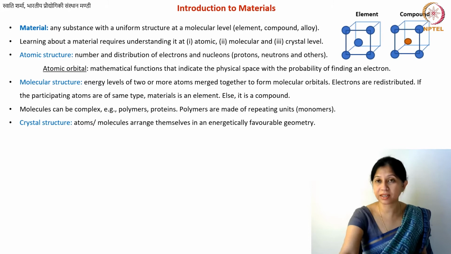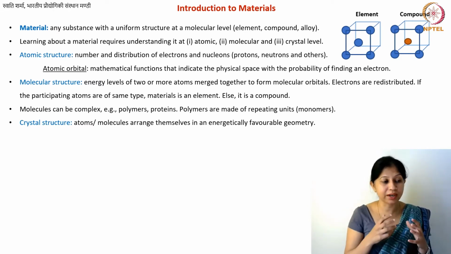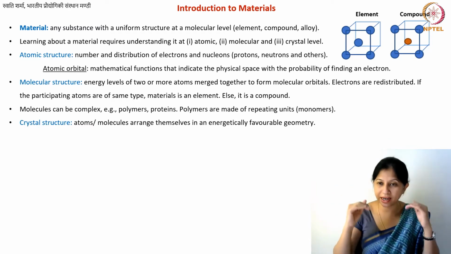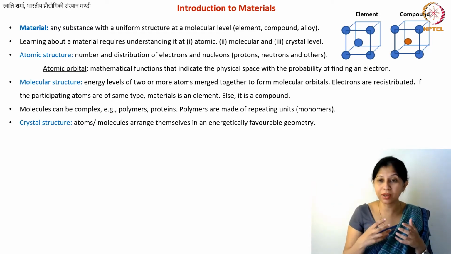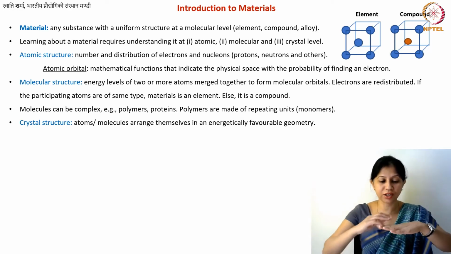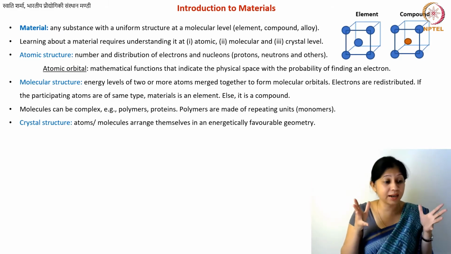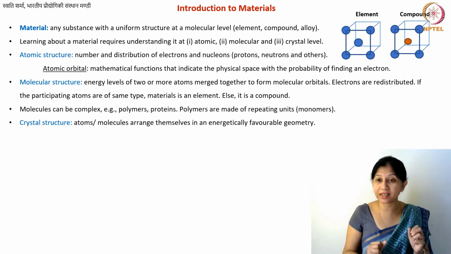So here, this is a crystal structure of one element, and this is a crystal structure of one compound. So now coming to the third level, that is the crystal structure. It is how the atoms are organized. When they form a molecule, it's typically not one single molecule. There may be millions of such molecules. And then this entire molecular geometry somehow needs to organize itself again to get an overall stable, energetically favorable geometry. So everybody wants to minimize their energy.